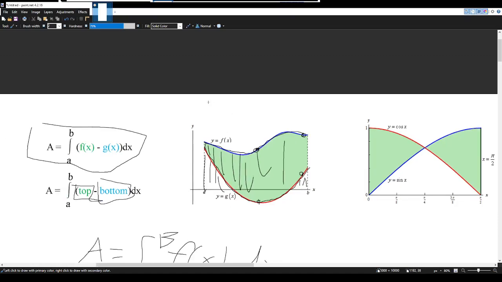Now, notice how this could be a lot higher up, right? And it would still be the same, because you're just subtracting. You're just getting the difference from here to here.